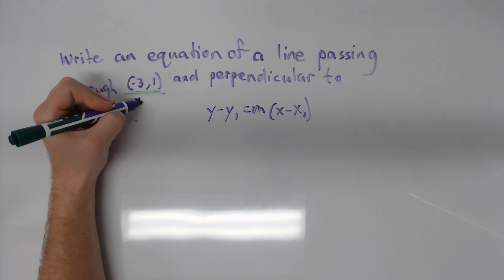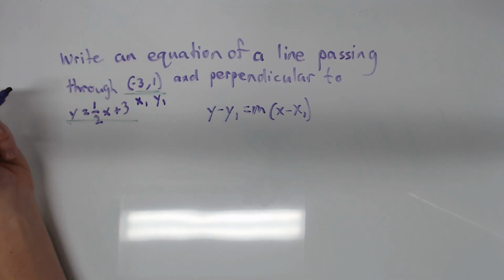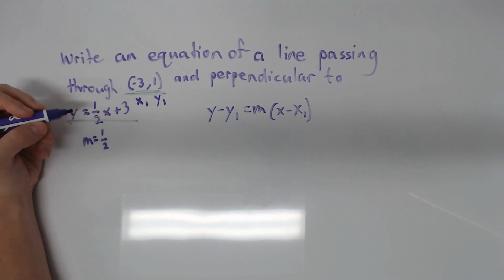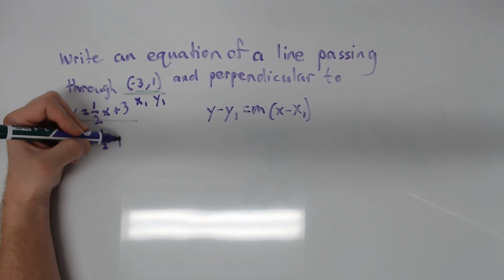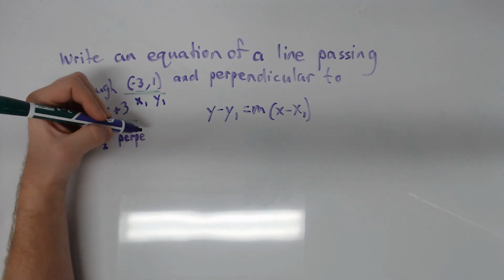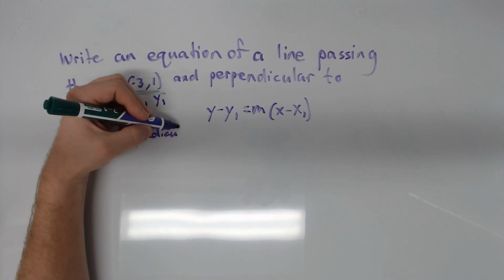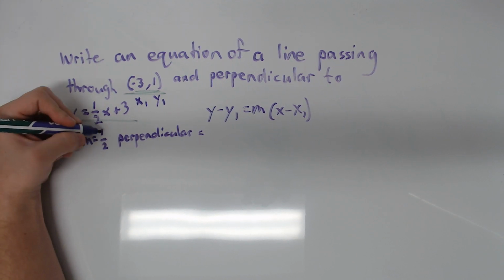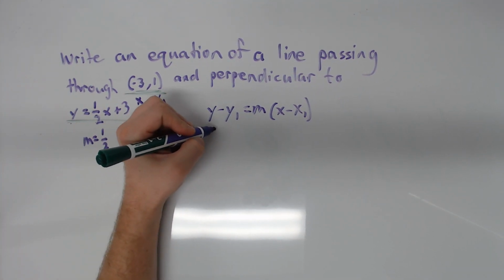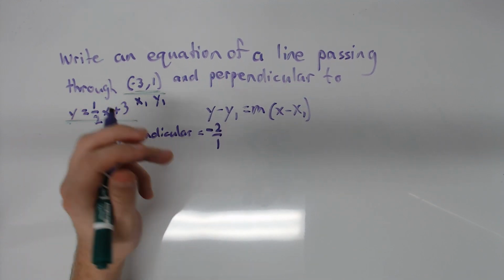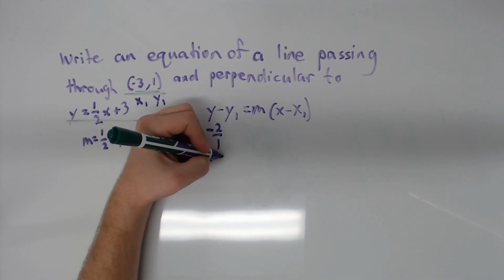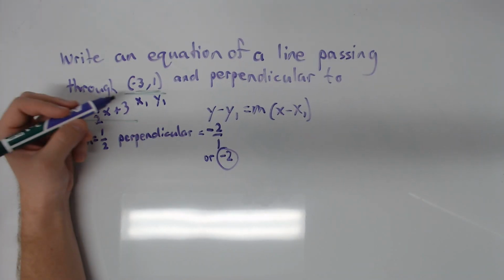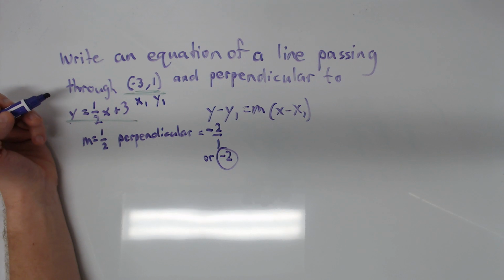So I've got my x1 and my y1 from the point they tell me to go through. And here I have a slope, but I'm supposed to be perpendicular to that. So what would perpendicular look like? Well, opposite would be negative, reciprocal is flipped fraction. So negative 2 over 1, or just negative 2.